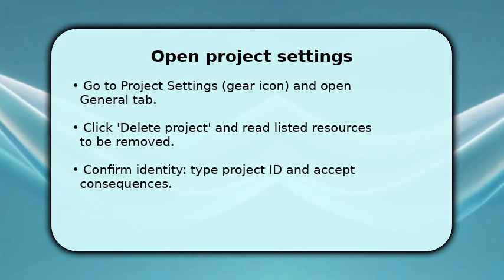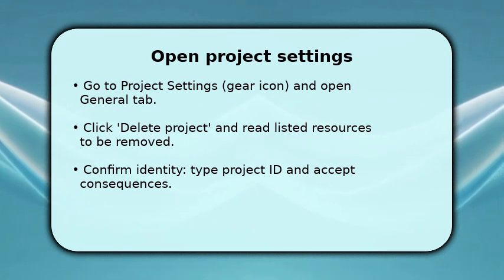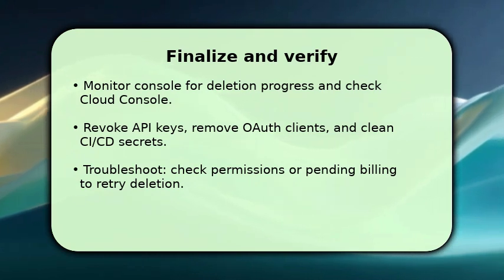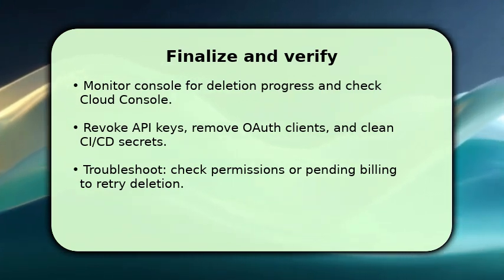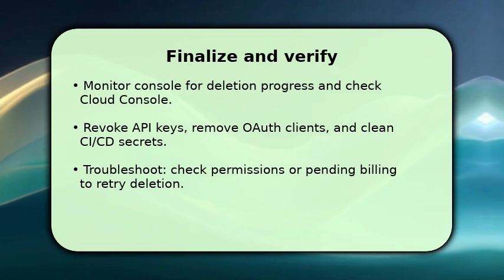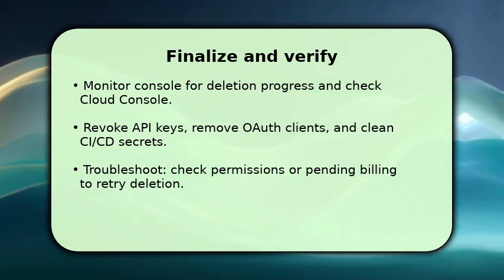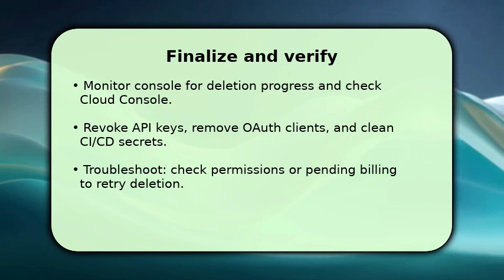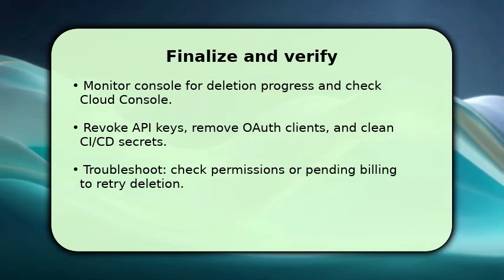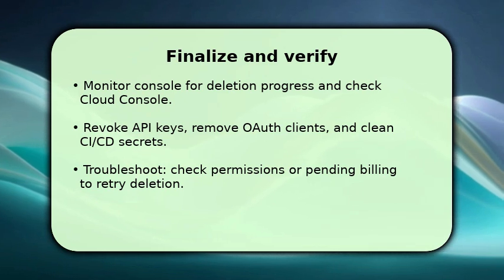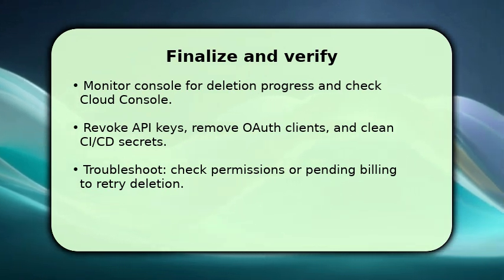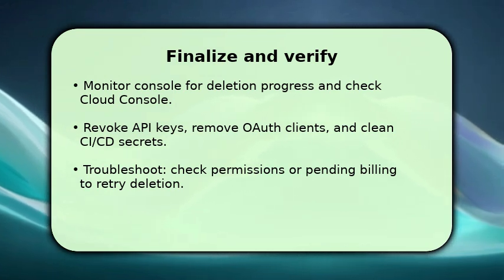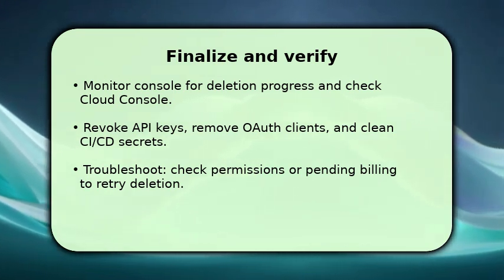After you submit the deletion, monitor the Firebase console and Google Cloud Console for progress. Deletion can take minutes to hours depending on resources. Make sure to revoke API keys, delete OAuth clients, and remove CI/CD secrets that reference the project to avoid orphan credentials. If the project doesn't delete, check for pending billing, required permissions, or stuck resources like App Engine services. Resolving those will let you retry. If needed, sign in with a project owner.